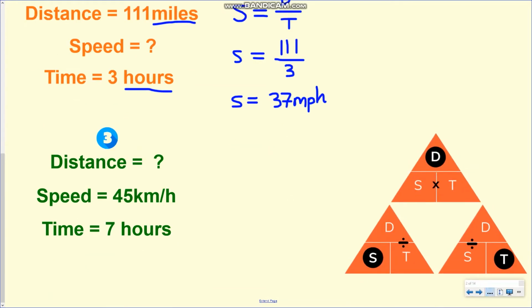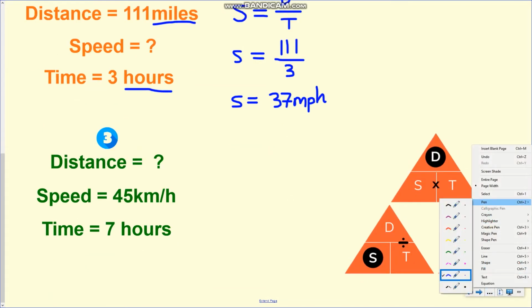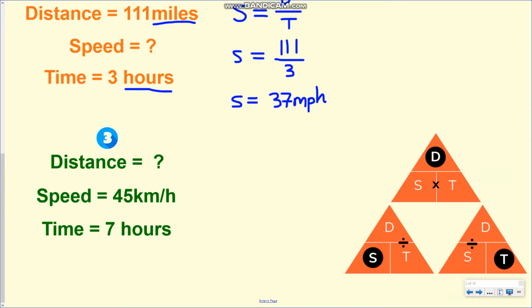Okay, moving on to question number 3. I don't have a value for my distance this time. So I'm using the distance formula, which is equal to speed times time. Distance equals speed times time, S times T. Filling in the information I know, my speed is 45, so instead of S, I'll write 45. And my time is 7.